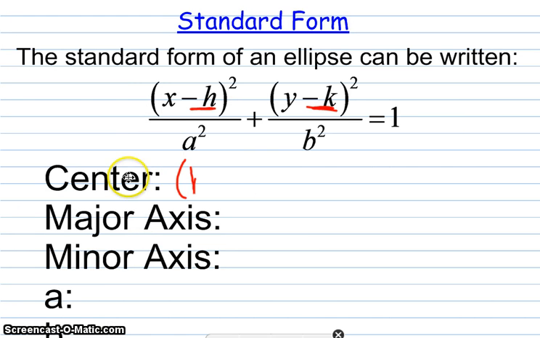First thing, we've got to get our center. It's always going to be just like your circle. It's going to be the opposite of what you see with your x and with your y. Just like the circles.